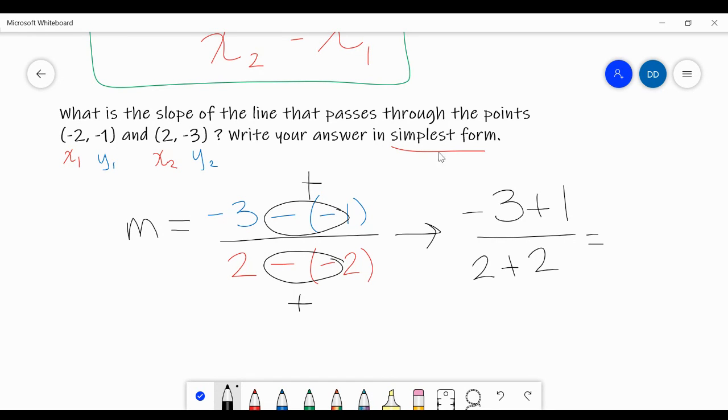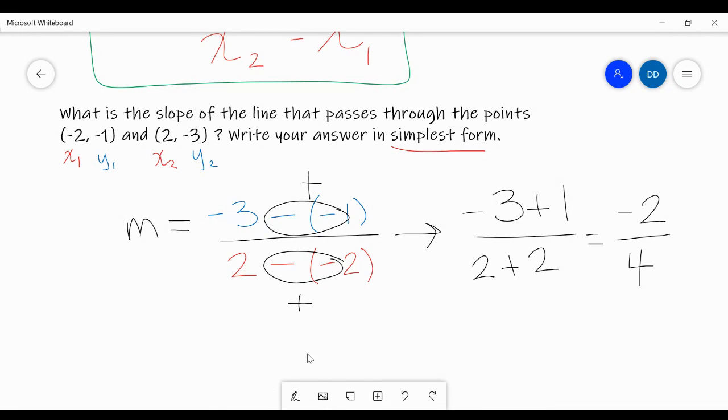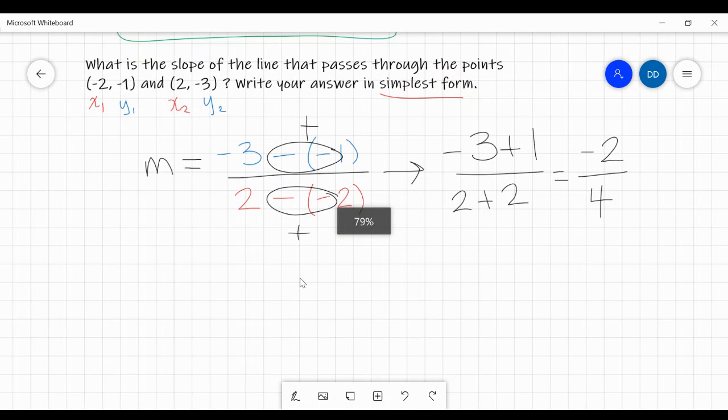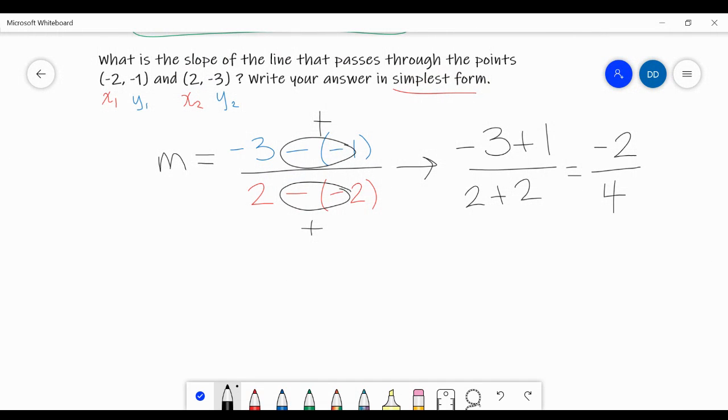Now let's simplify that. -3 plus 1, that gives us -2. And then 2 plus 2 equals 4. Now, ask yourself the question, can we simplify this fraction, -2 over 4? The answer is yes, we definitely can. A number that can go into 2 and 4 is 2.